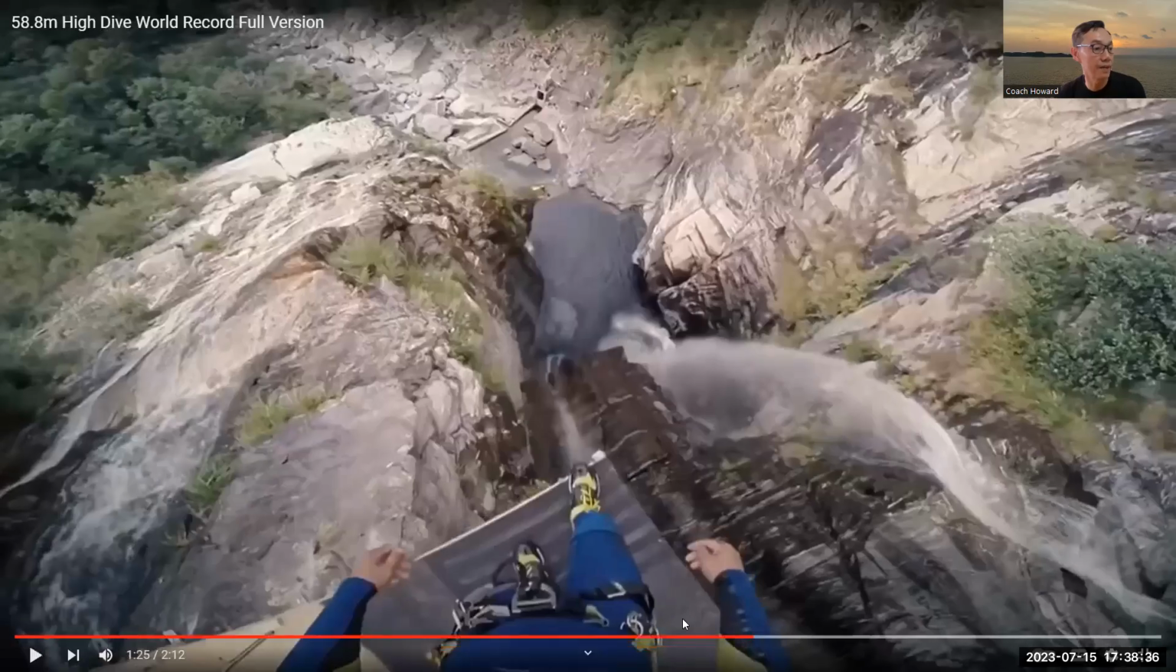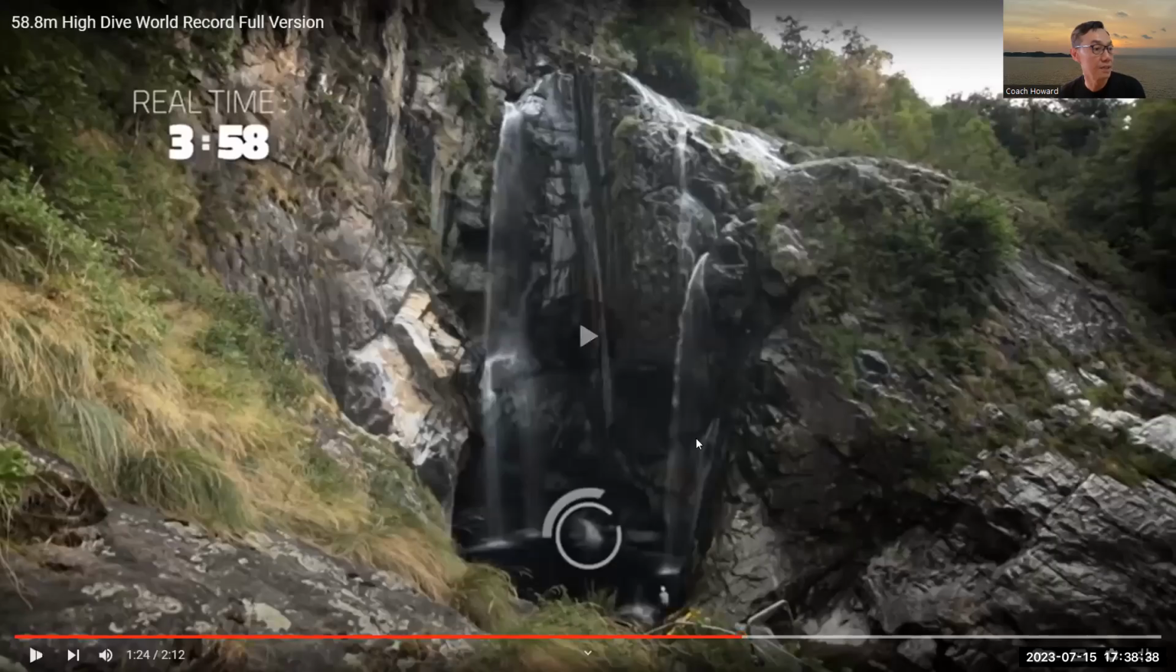Okay, the splash is quite high, right? From here, you can see the splash.